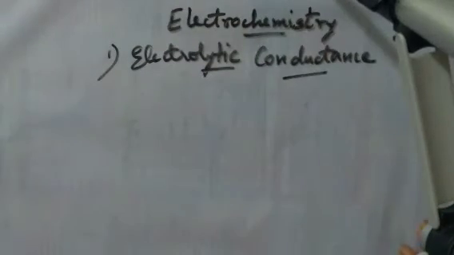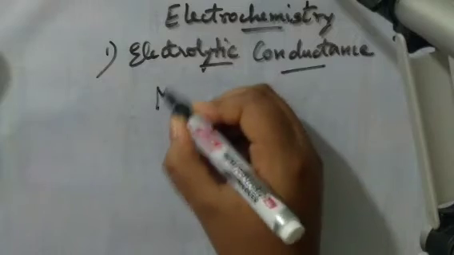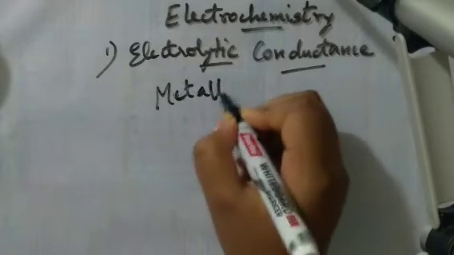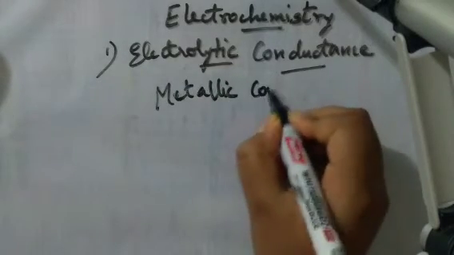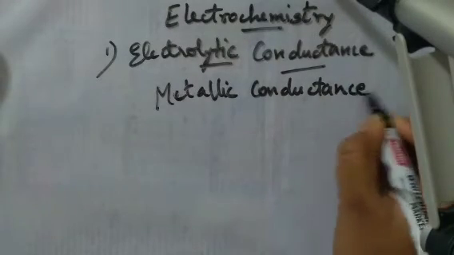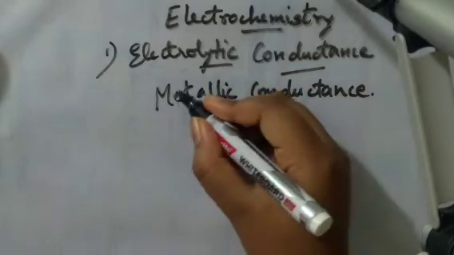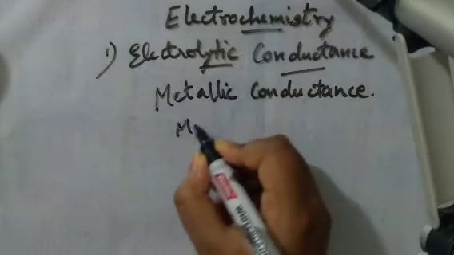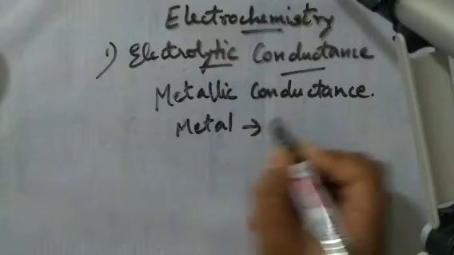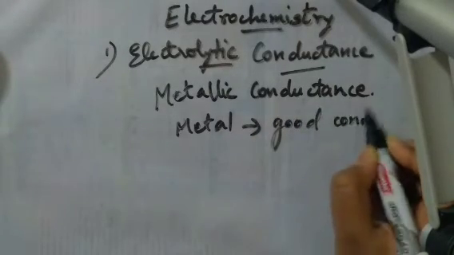So first let us study electrolytic conductance. You might have heard about metallic conductance. We'll get an idea of metallic conductance, then go to electrolytic conductance. We all know metals are good conductors of electricity.